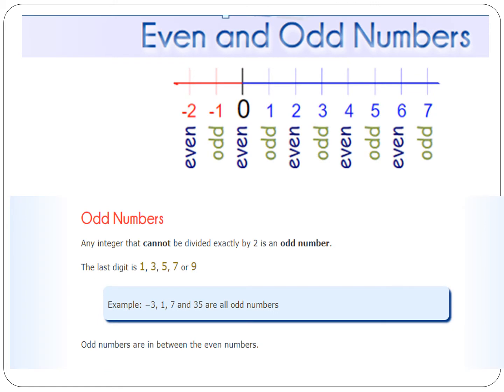Let's look at odd numbers. Any integer that cannot be divided exactly by 2 is an odd number. The last digit is always 1, 3, 5, 7 or 9. For example, minus 3, 1, 7 and 35 are all odd numbers. Odd numbers are between the even numbers.